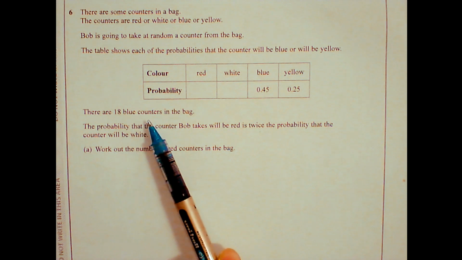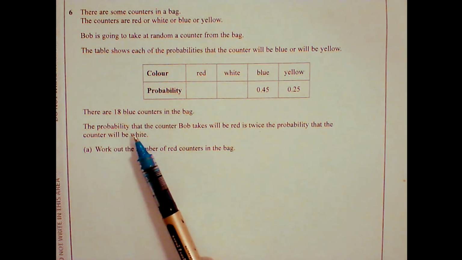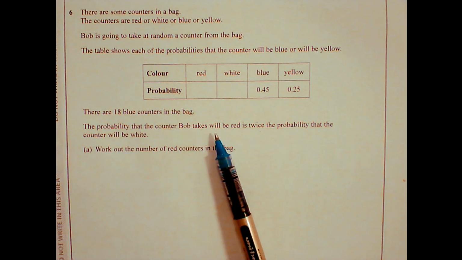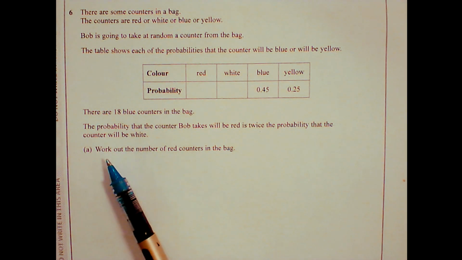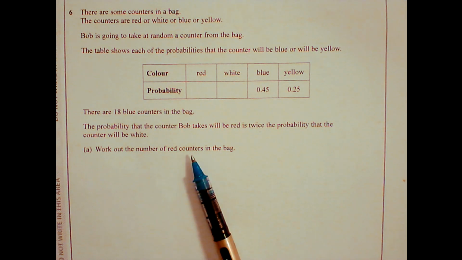There are 18 blue counters in the bag. The probability that the counter Bob takes will be red is twice the probability that the counter will be white. Work out the number of red counters in the bag.